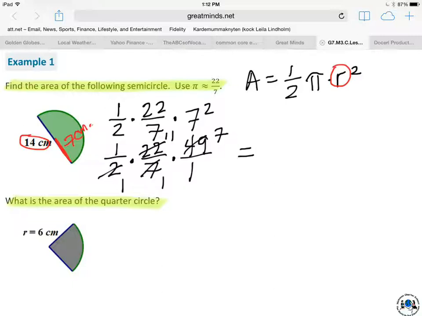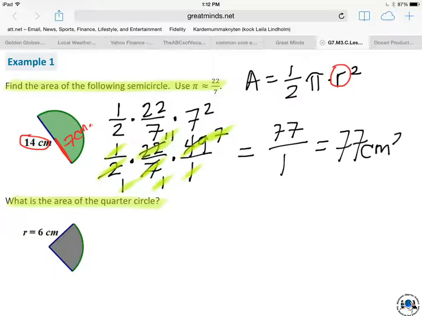So I cross-canceled here, first between the 2 and the 22, and now I'm working with the 7 and the 49. I could also do it from the first fraction to the last fraction if there still was a reason to. And then if I go ahead and multiply all those, 1 times 11 times 7 gives me 77, and then 1 times 1 times 1, which is 1. So my final answer, therefore, is 77 centimeters squared.